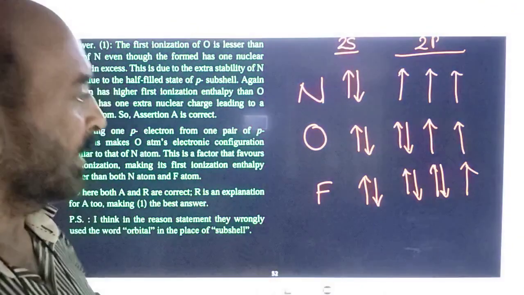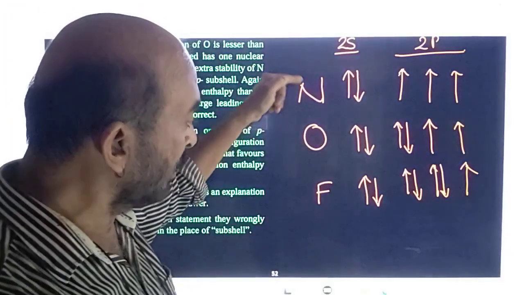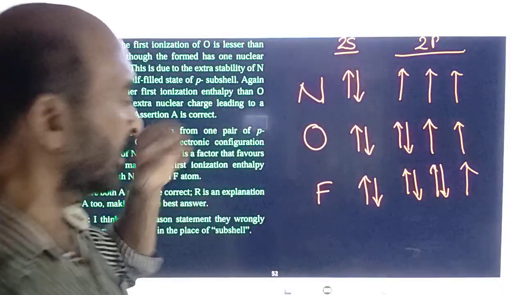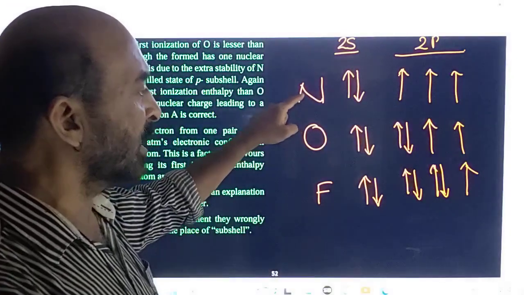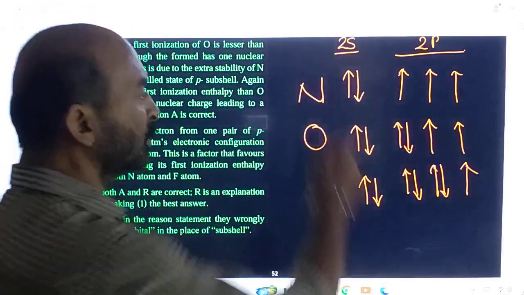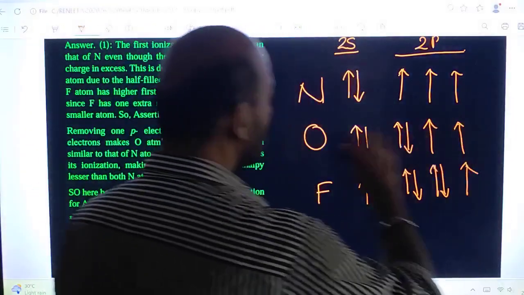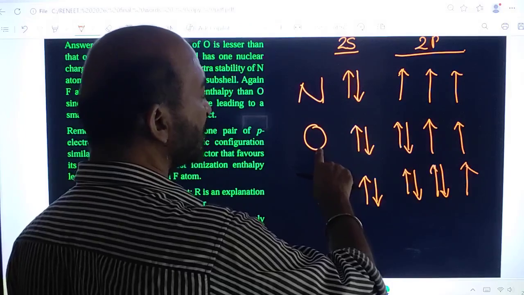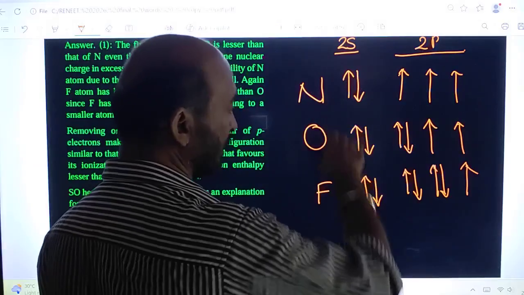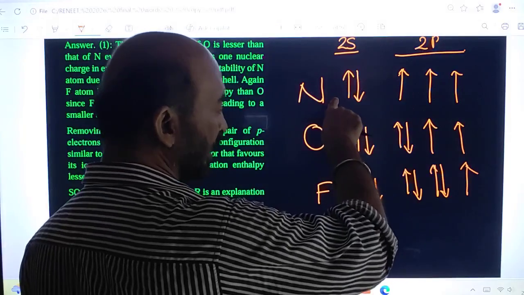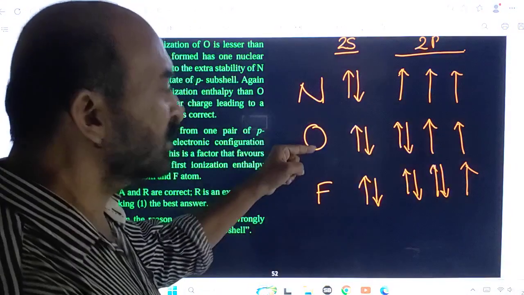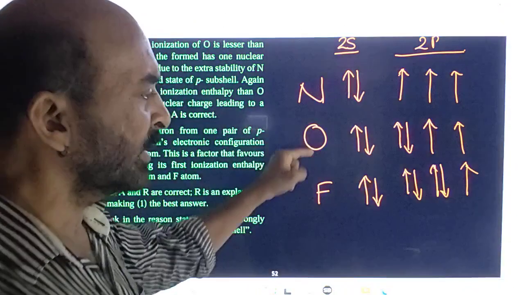Ionization energy should actually be increasing from nitrogen to oxygen to fluorine because atomic size is decreasing. But unexpectedly, nitrogen has a higher ionization energy than its next member oxygen just because of the stable electronic configuration. So we conclude that oxygen has a lower ionization energy than nitrogen. Nitrogen acquires a higher ionization energy due to its half-filled state, which brings oxygen's first ionization energy lower.